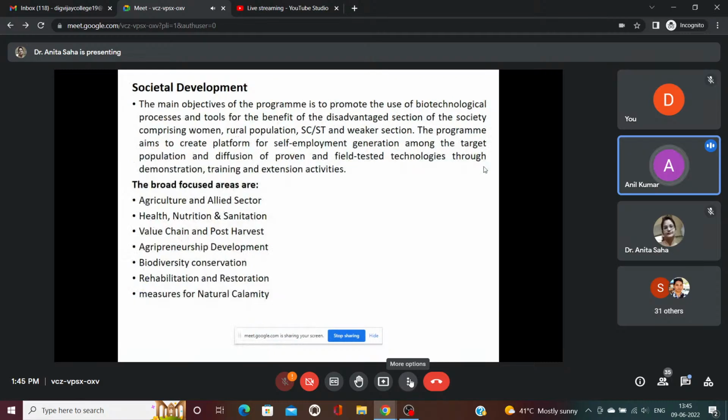Now for societal development, DBT invites applications every year with many research proposals which are directly dedicated to societal development. The objective of the program is to promote the use of biotechnological processes and tools for the benefit of disadvantaged sections of society, comprising women, rural population, SC and ST and weaker sections. The program aims to create a platform for self-employment generation among the population and diffusion of proven and field-tested technologies through demonstration, training, and extension activities.